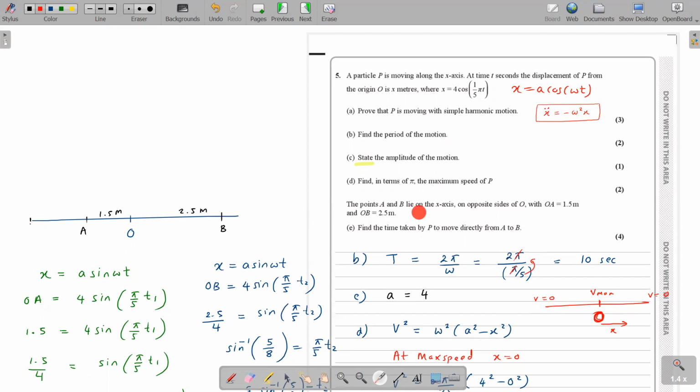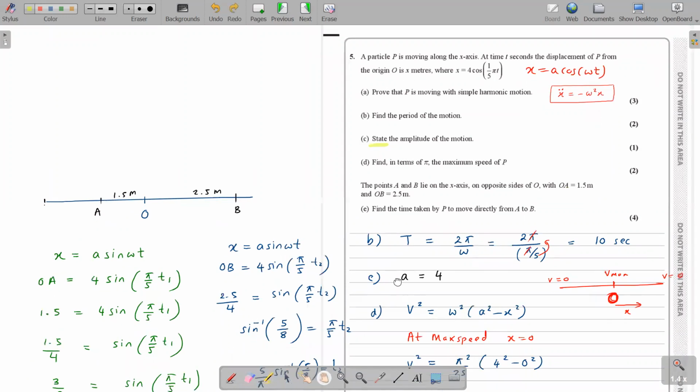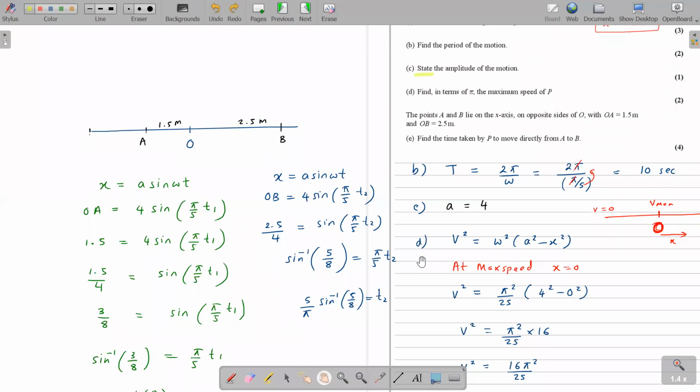The points A and B lie on the x-axis on opposite sides of O with OA 1.5 meter, OB 2.5 meter. Find the time taken by P to move directly from A to B. Guys, you need to find the time taken by the particle to move directly from A to B. This is the approach that I've taken, but you can take different approaches.